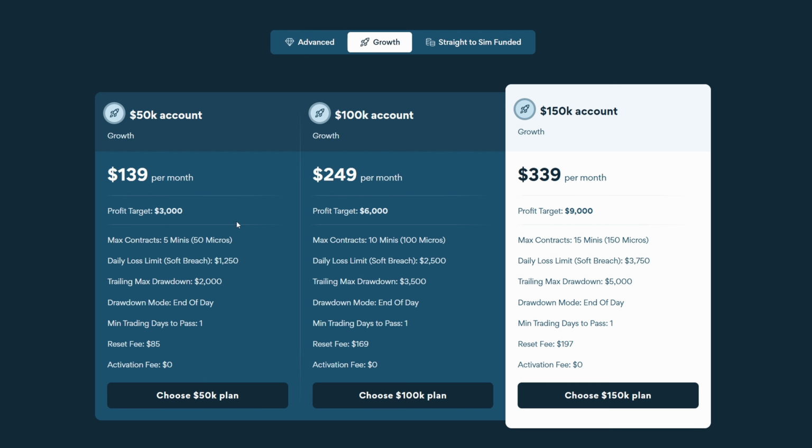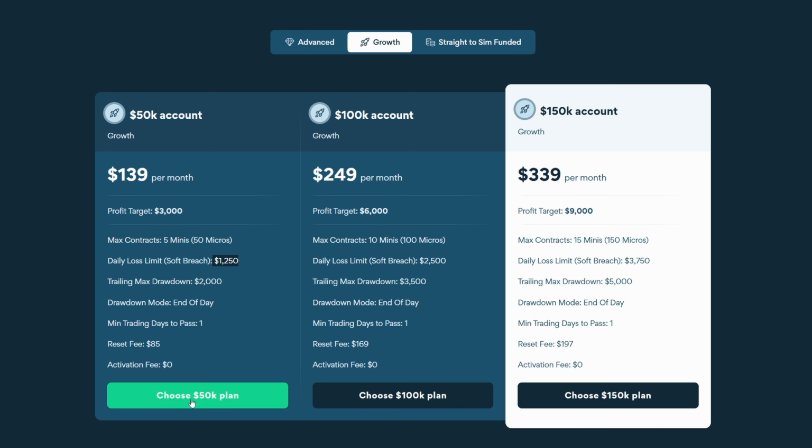However, in the growth plan, there is a daily loss limit. Now, that is good and bad. One, because it'll stop you from blowing the account in one single day. You'll be locked out and you'll be around to fight another day. You can pass this account in as little as one day, and notice there is zero activation fee.